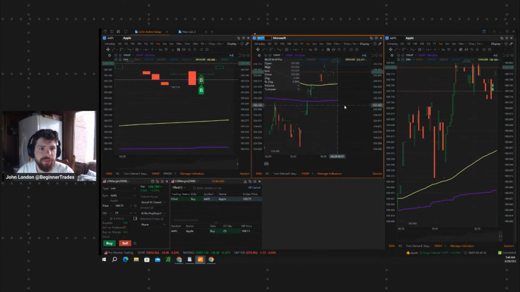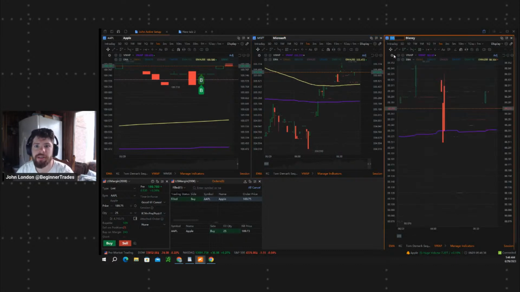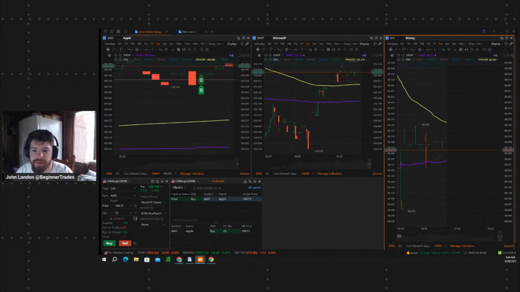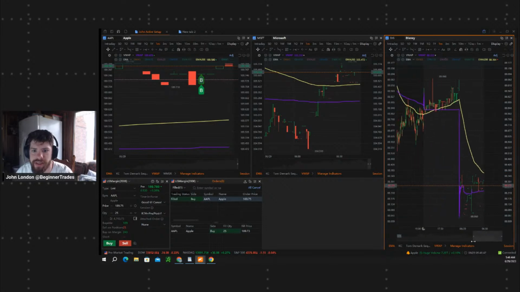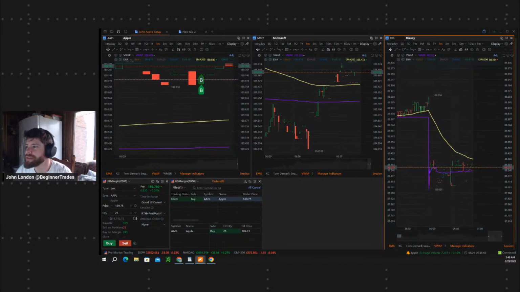We did get a nice little pop on Apple here. I will take that. You can see where my buy was. Here's Microsoft this morning. Microsoft's gapping up today too. What's Disney doing? Okay, Disney's up. That's good. Close enough to being up at least. Let's see where we're at. Oh, Disney's down, actually. It's all right. Here's Disney.